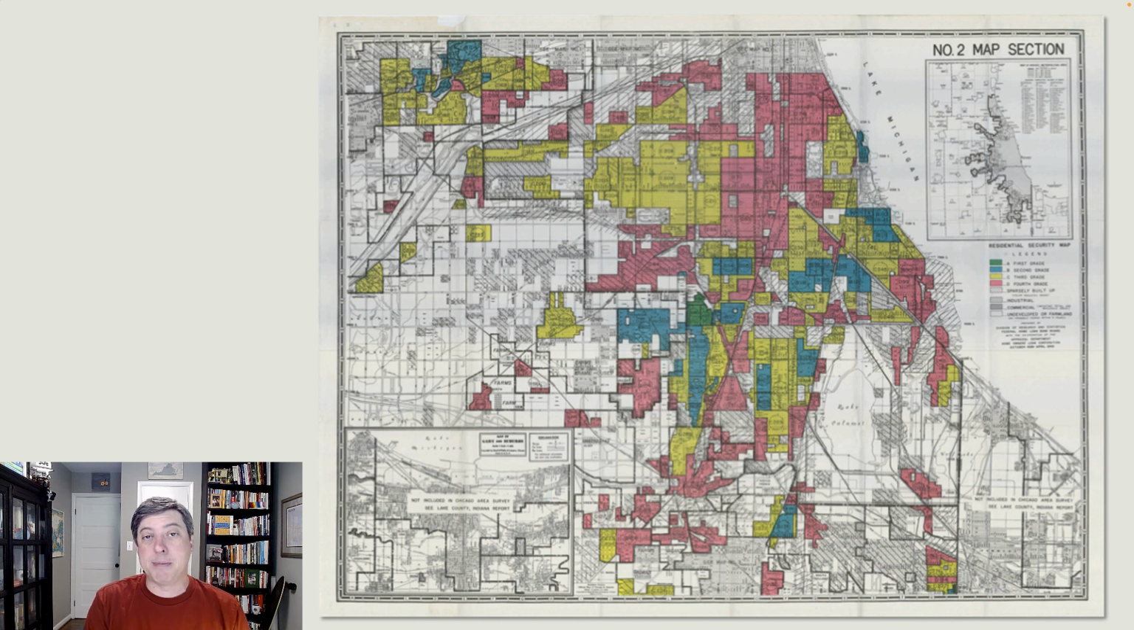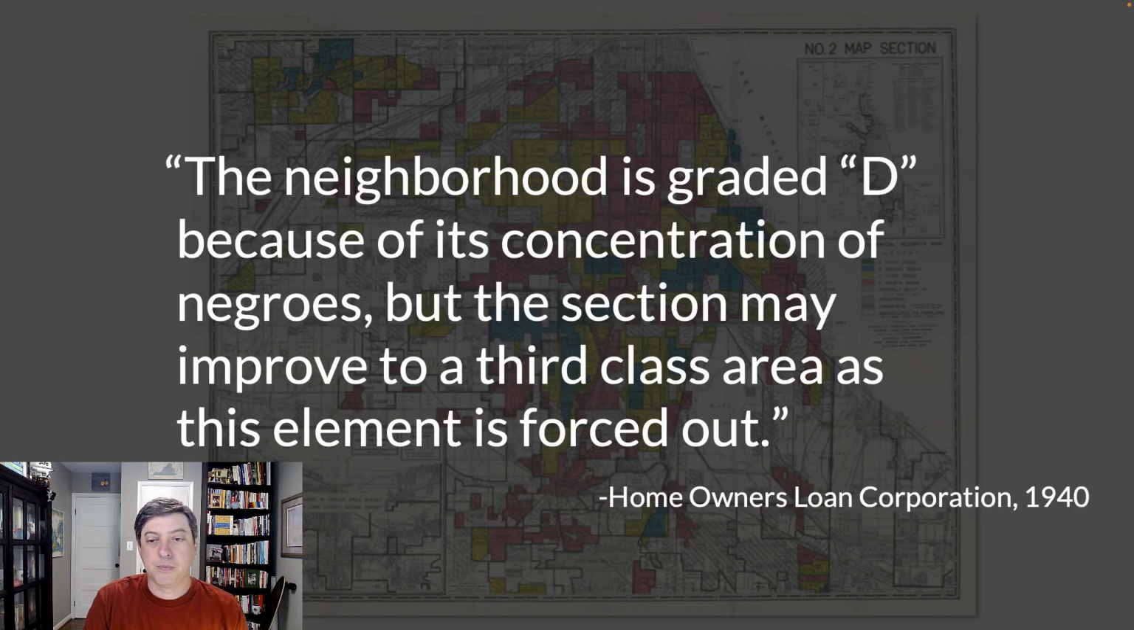And of course, these maps have had a long and enduring impact on the wealth accumulation and segregation in America's cities. So when people look at this map, they may not immediately see the racist overtones of this map. What I want to show you is a description the HOLC wrote about this map. As you can see here, the HOLC wrote in 1940 about this redlining map of Chicago: "The neighborhood is graded D because of its concentration of Negroes, but the section may improve to a third-class area as this element is forced out."